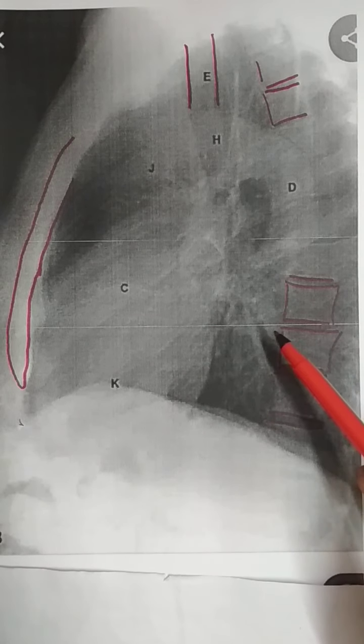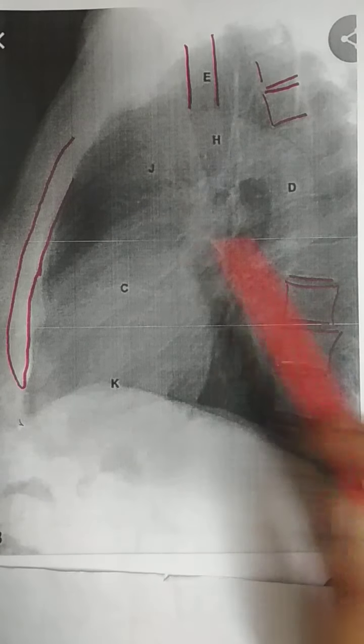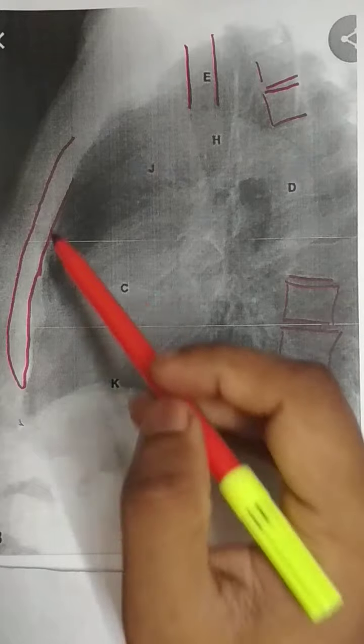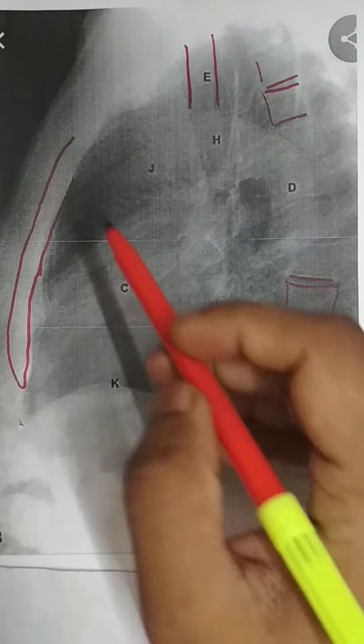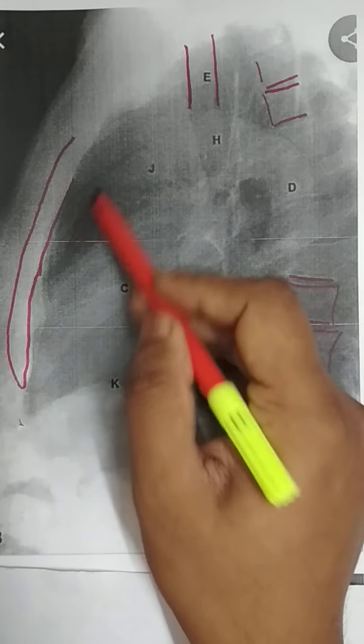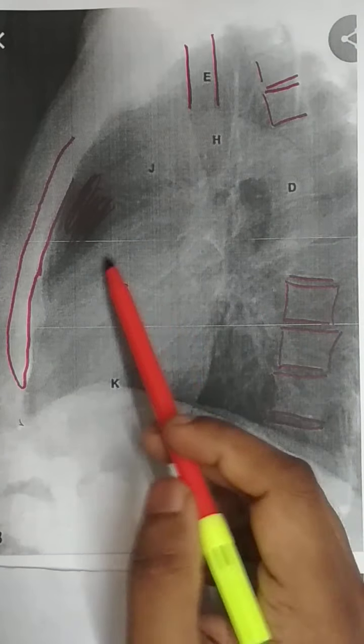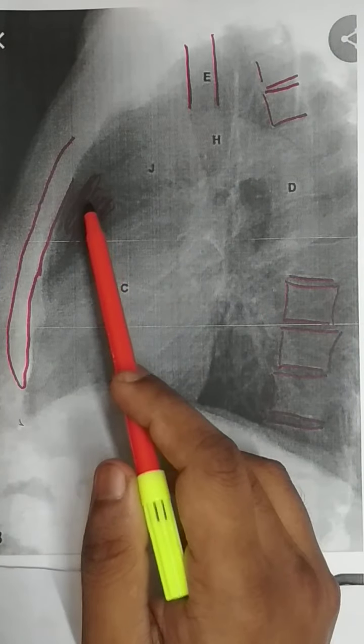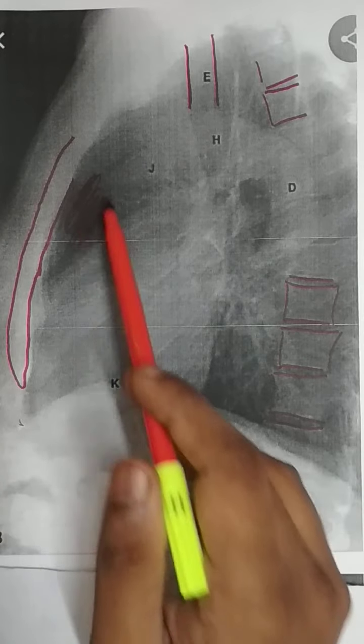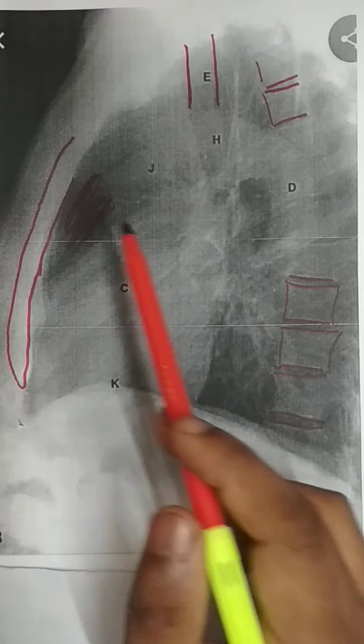Then C stands for the cardium and the mediastinum. So first the anterior mediastinum. This is the anterior mediastinum. Usually it is empty. Some soft tissue can be present in children, which indicates the thymus. Apart from that, the anterior mediastinum is empty.